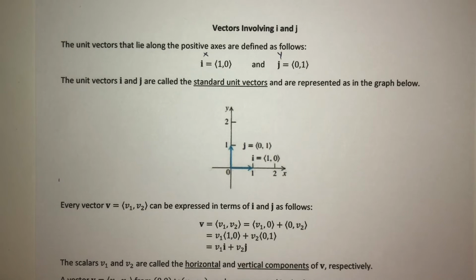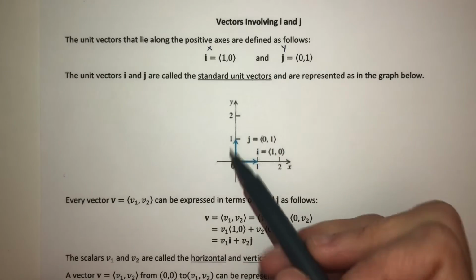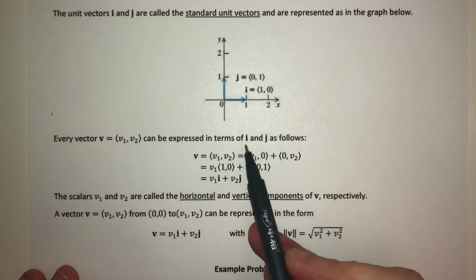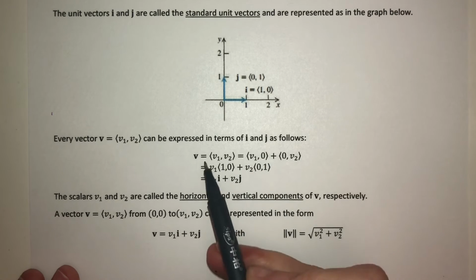In Calculus 3, you will start talking about 3-dimensional coordinate systems, and you will have another unit vector that would be equivalent to coming up off of the page. That's just looking forward a little bit, okay? We call the unit vectors i and j standard unit vectors, and they're on this graph, okay? Now, one of the good things about this is that we can represent any vector in terms of i and j. So just look at this, okay?